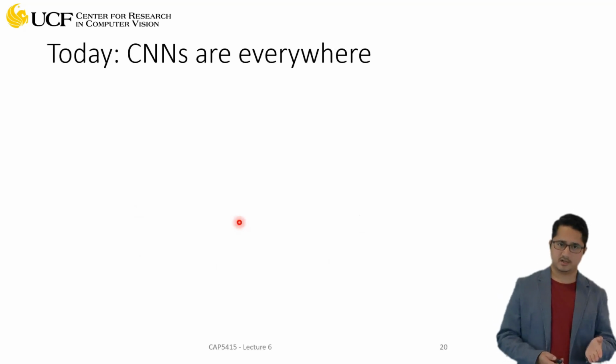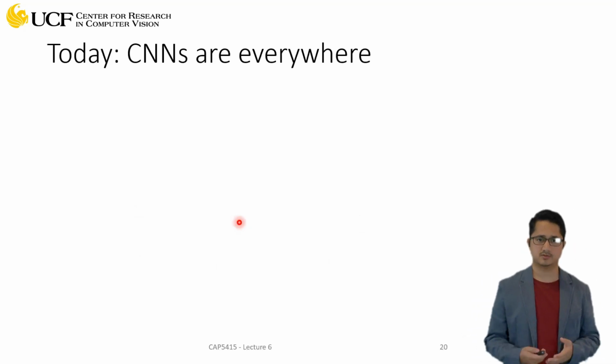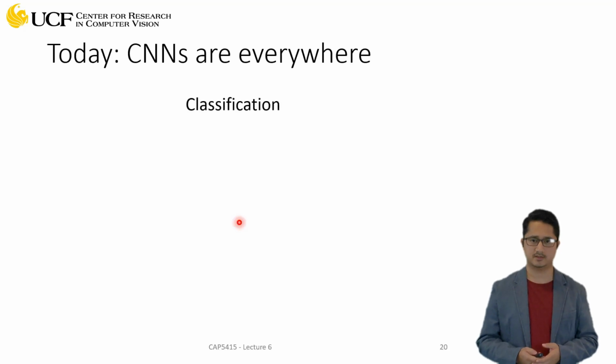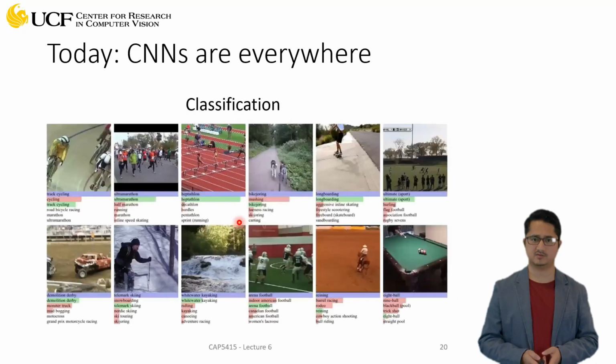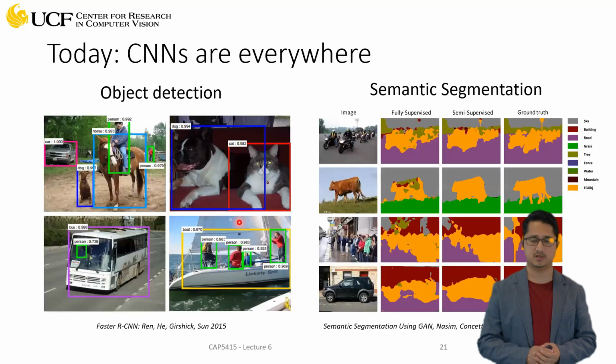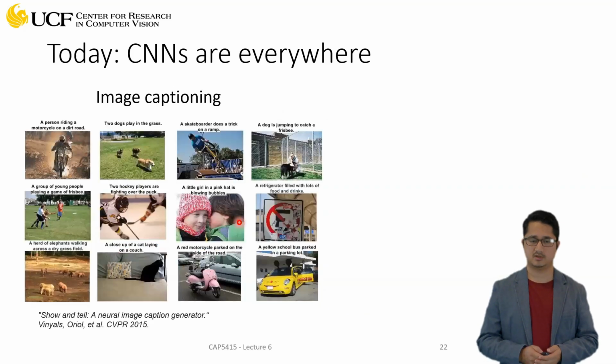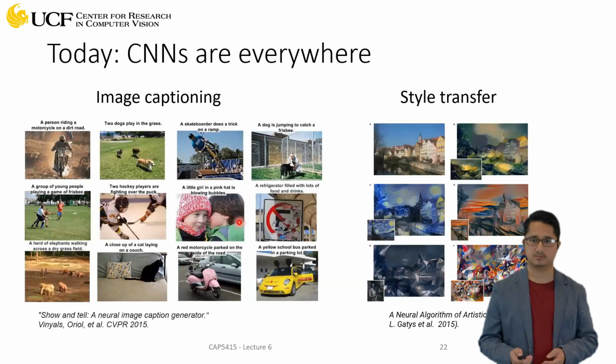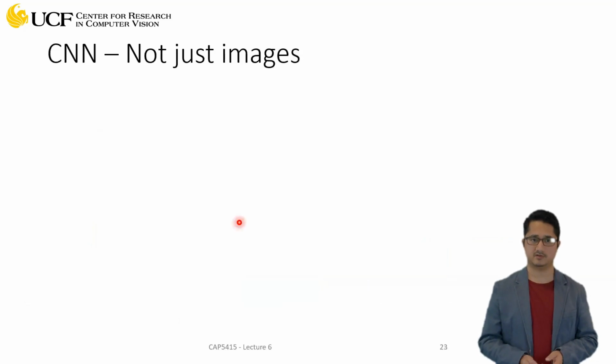All right, so it started in 2012, but today CNNs are used everywhere in all kinds of problems. We covered this in the first lecture as well. We saw that we use CNNs for classification, for object detection, and for semantic segmentation. Later in the course, we will talk about some of these CNN architectures, which are very popular and very good at, let's say, object detection or object classification. They can also be used for image captioning. We have talked about style transfer as well.